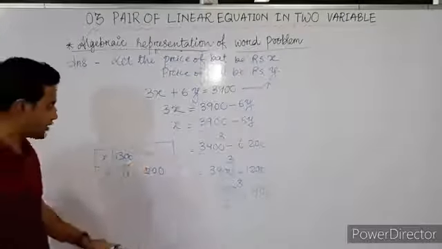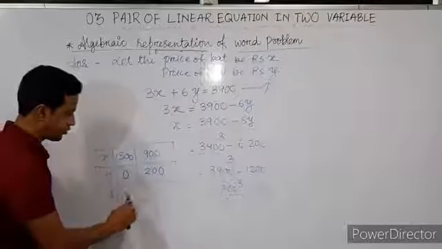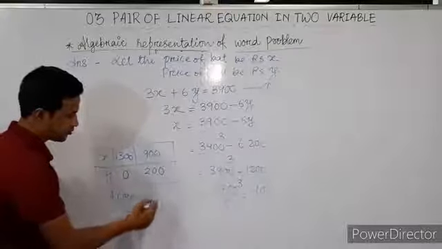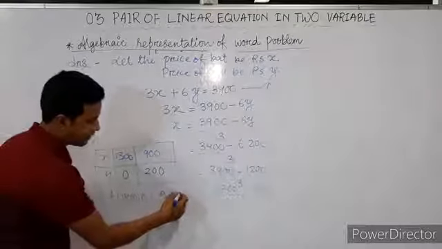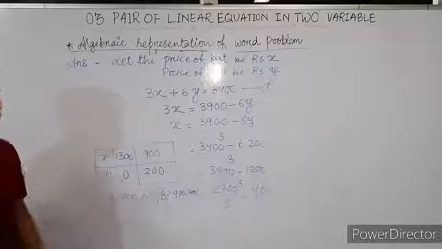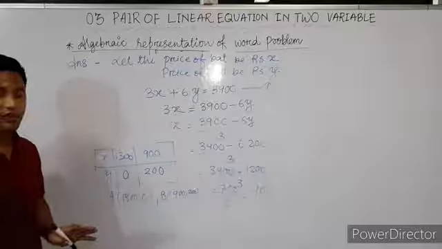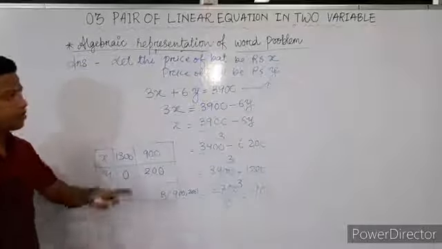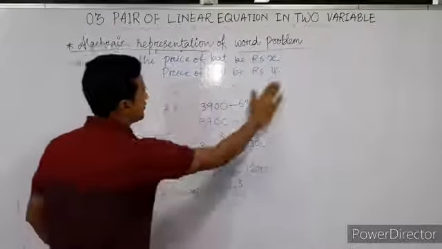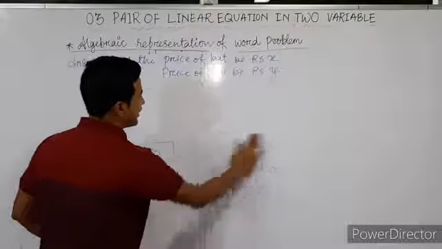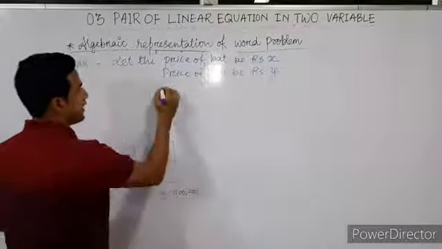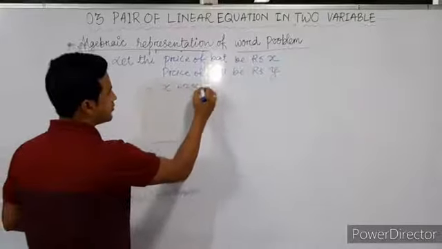So we got 2 points. Let us take point A as 1300, 0 and point B as 900, 200. These are the points of your first graph that we have to plot later on. Similarly, we have another equation. That equation is x plus 3y is equal to 1,300.